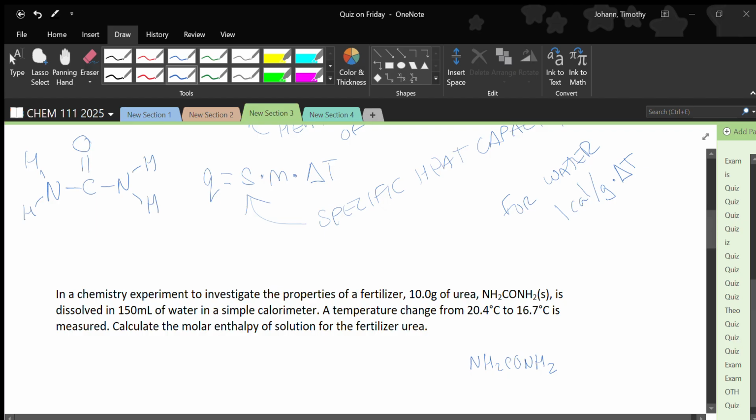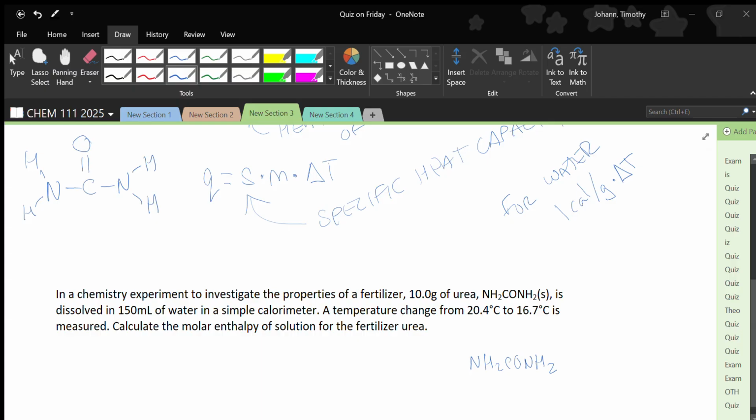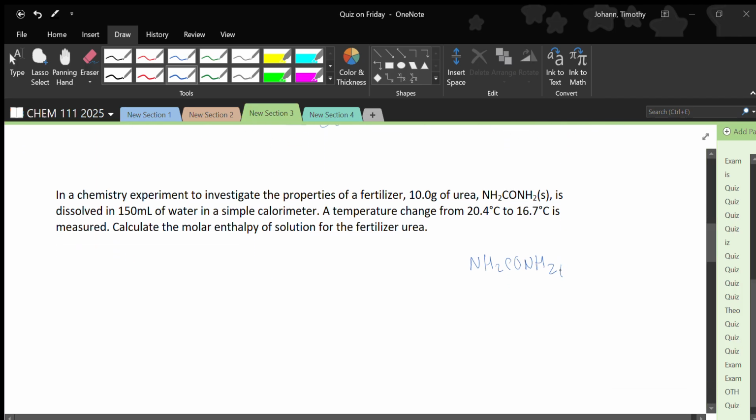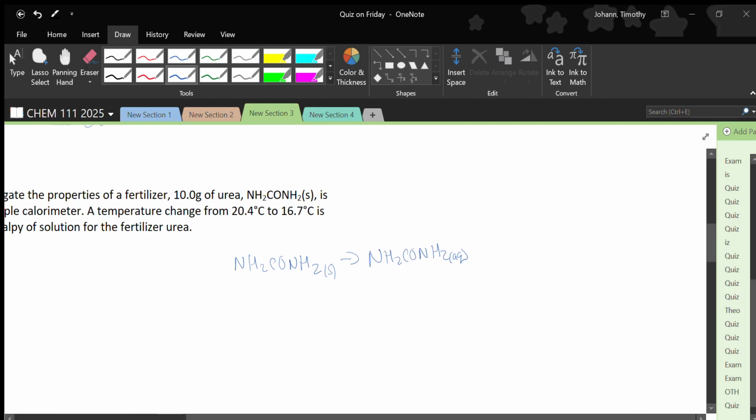This nitrogen has 2 hydrogens attached. This carbon has an oxygen attached. This nitrogen has 2 hydrogens attached. That happens sometimes. So this solid goes to urea aqueous, okay? And I haven't left myself a lot of room here, but where do I put heat in this equation?